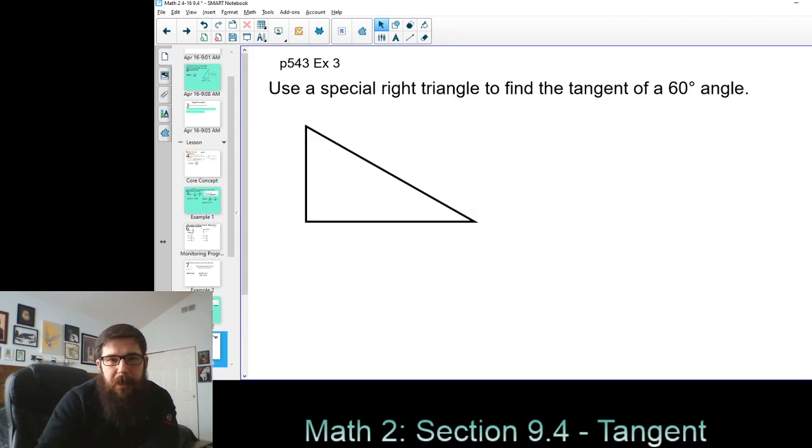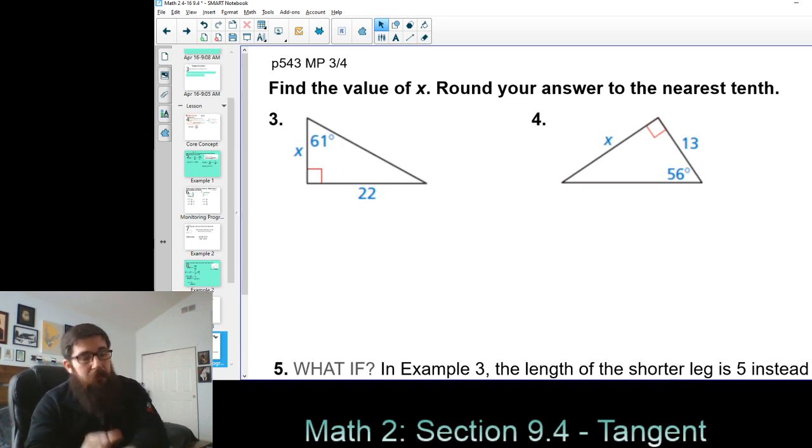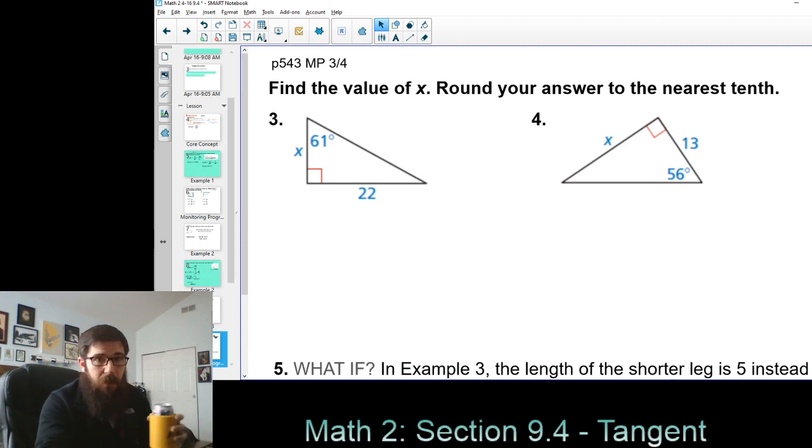We're going to skip this one. We might come back to some of these. For now, on page 543, numbers 3 and 4 for the monitoring progress, I'd say give one of these a try. We're not going to worry about number 5 here. Find the value of x. Take a moment, try and pause the video and do it yourself and see, are you able to come up with the same answers here?